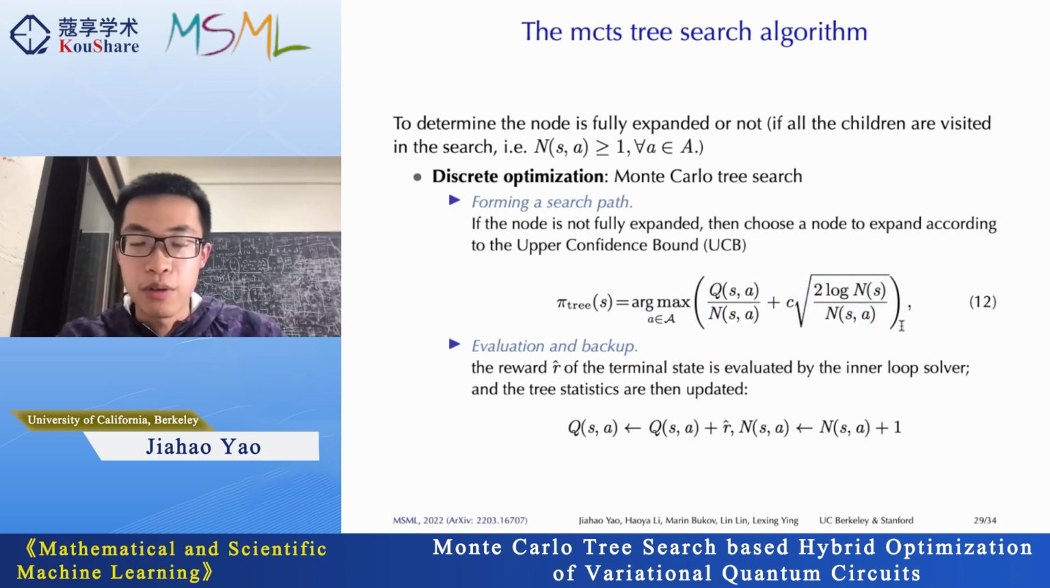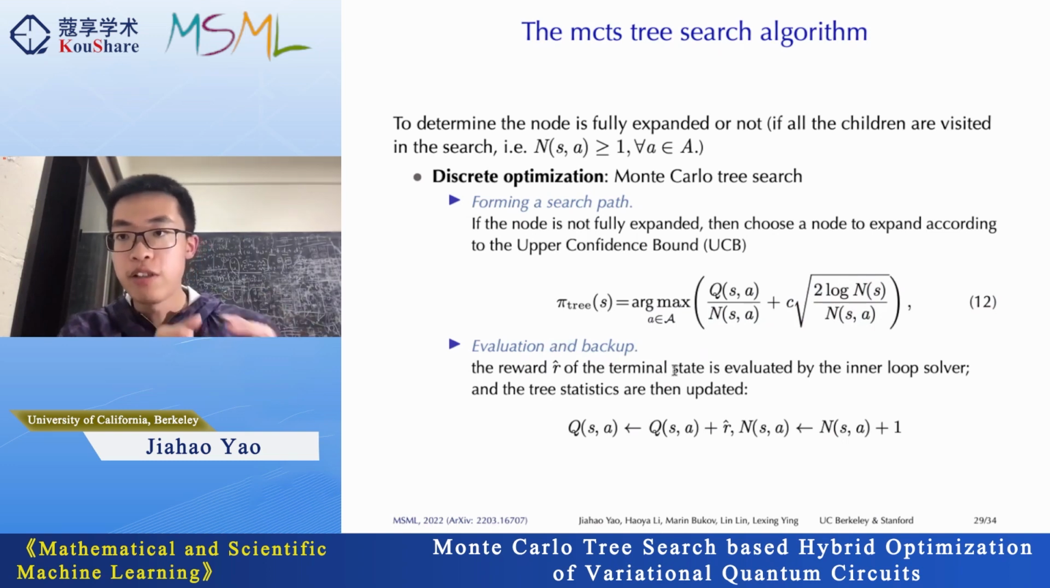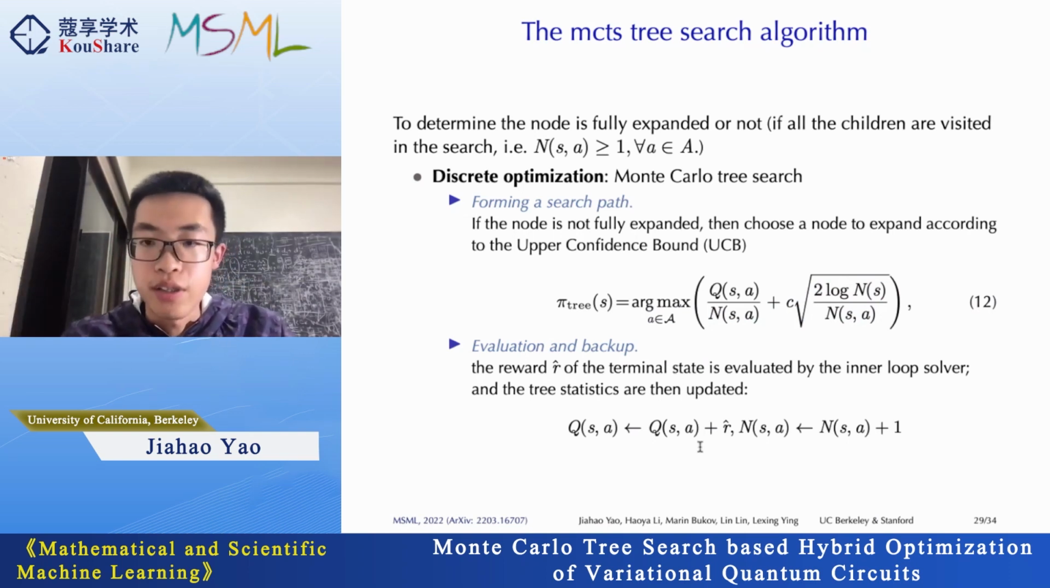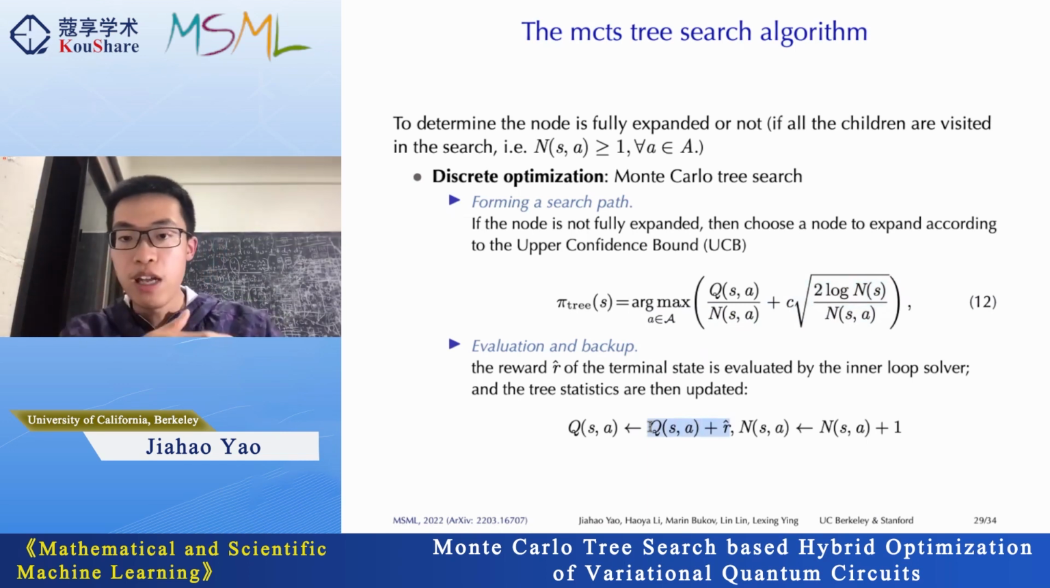for the tree policy to visit other unseen protocols. And at the end of this rollout, we evaluate every terminal state by the quantum computer or quantum simulator, and we backpropagate this reward to the Q and to the N along this tree line.